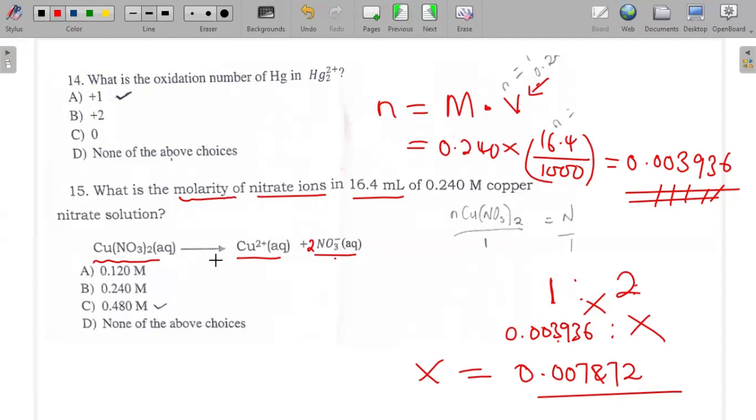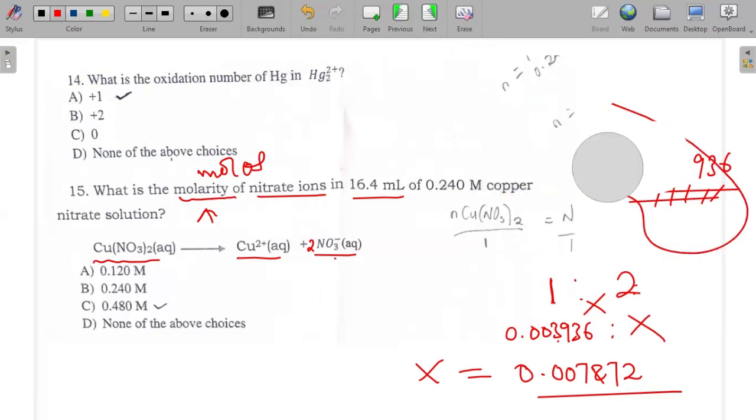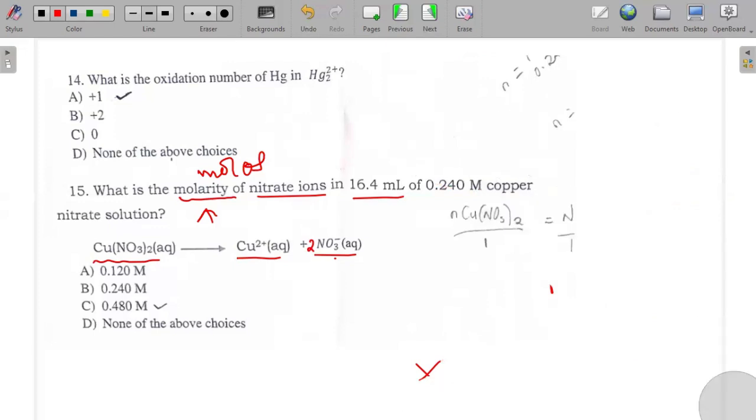Okay, so I see where I made the mistake. Here they're saying what is the molarity? I read this as moles. No wonder I was calculating the moles, and I was sure there was no answer here. So they just want the molarity. If they want the molarity, then there's no need to calculate the moles. We just use the mole ratio.